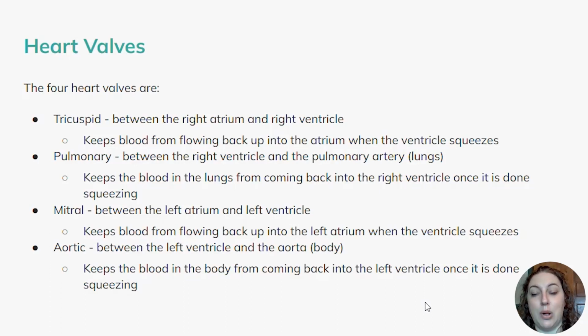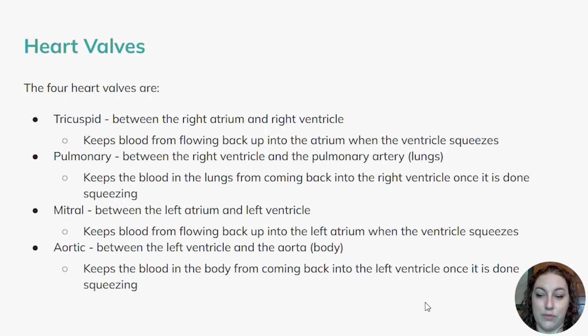The next one is the pulmonary valve, which sits between the right ventricle and the pulmonary artery, or the artery that goes into the lungs. This valve keeps the blood in the lungs from coming back up into the right ventricle once it's done squeezing. The mitral valve sits between the left atrium and the left ventricle. This keeps the blood from flowing back up into the left atrium when the ventricle squeezes.